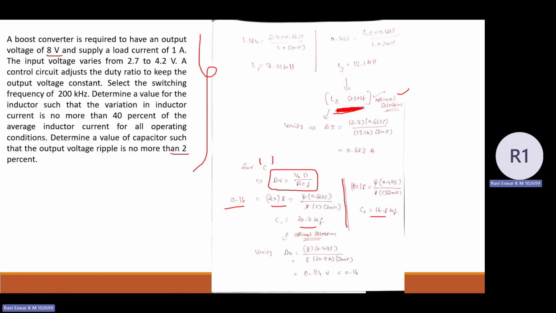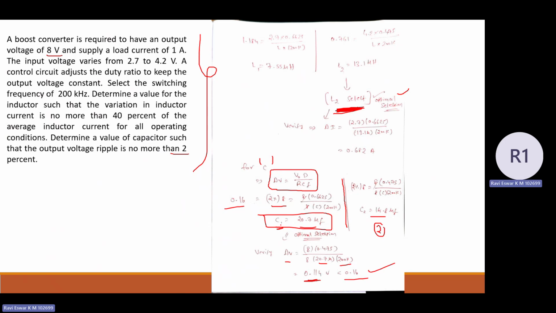So that is what you can verify here also. You can verify the second example case by substituting C1: 8 into 0.475 divided by 8 into 20.7 micro, as I consider C1 as the optimal value, and F as 200 kilohertz. So you can check here 0.114. It is less than 0.16, so it is satisfied.